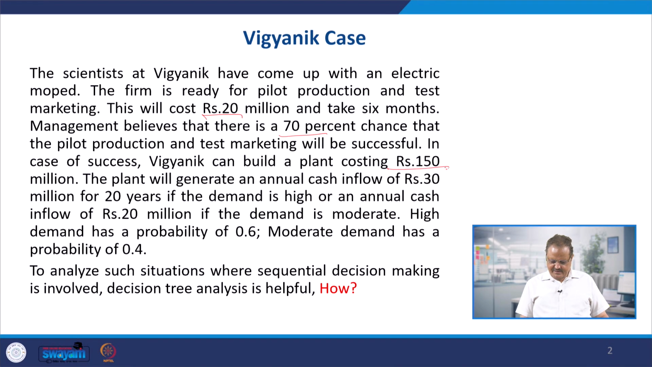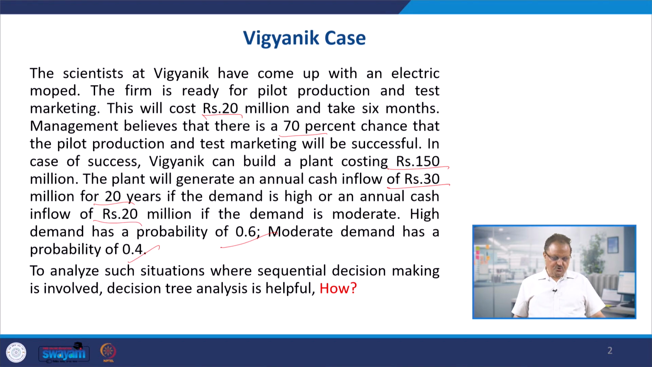If it is successful, then we will build the plant, and it will require 150 million. After that, the demand is normally expected to be high, and if it is high, it will give a cash inflow of 30 million for the next 20 years. If it is moderate, then it will be 20 million of cash flow for the next 20 years. The chance of demand being high is 60%, and moderate is 40%. There is no chance of demand being low or very low.